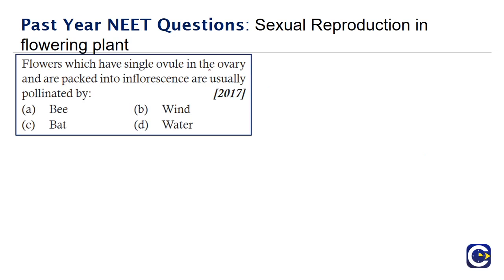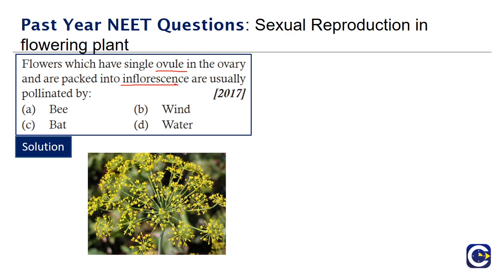Flowers which have a single ovule in the ovary and are packed into inflorescence are usually pollinated by bee, wind, bat, or water. So basically, an inflorescence, we'll look at the picture of an inflorescence. This is an inflorescence, that is, it is not a single unit of a flower. There are many small flowers that combine together as an inflorescence. So this will contain only a single ovule in the inflorescence. So this cannot use any bee or bat, or as a matter of fact any other living organism as a method for propagation of pollination.